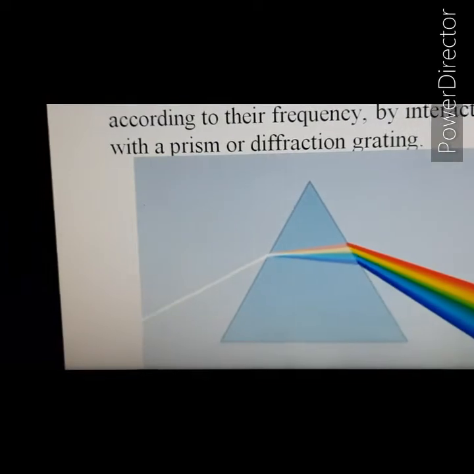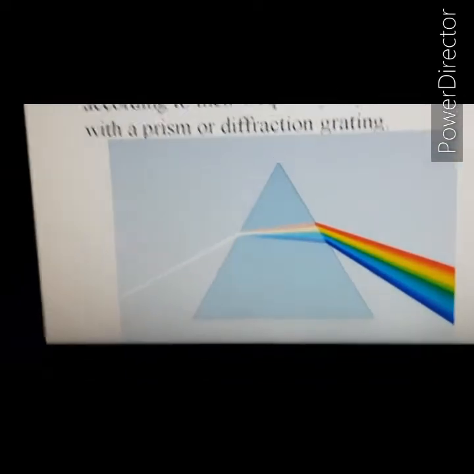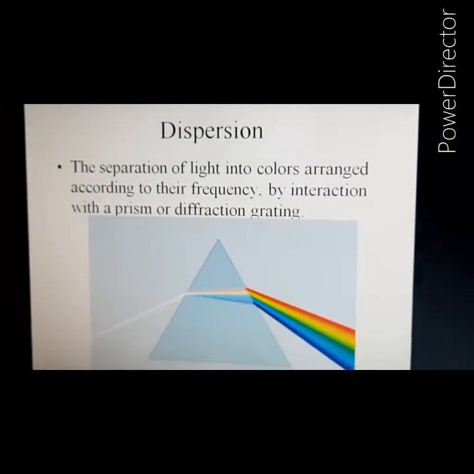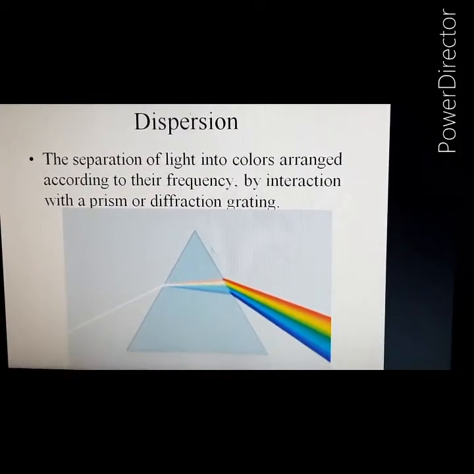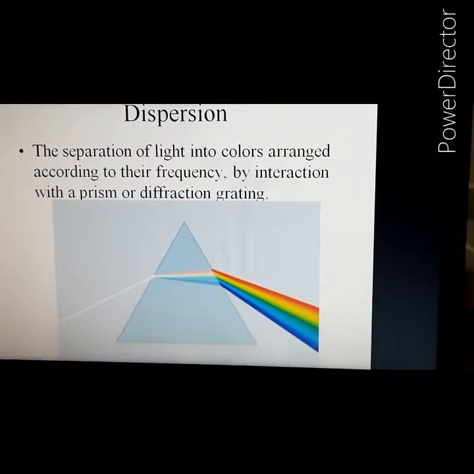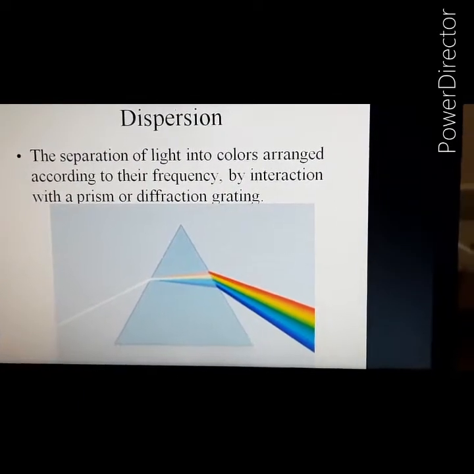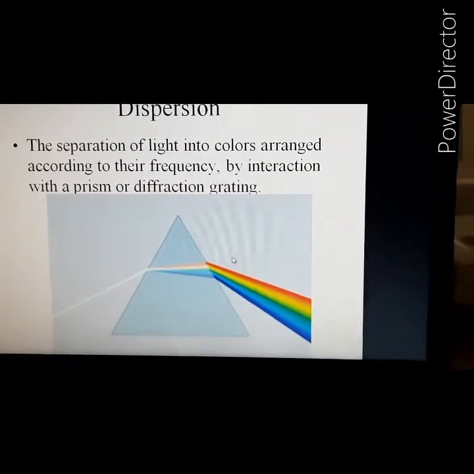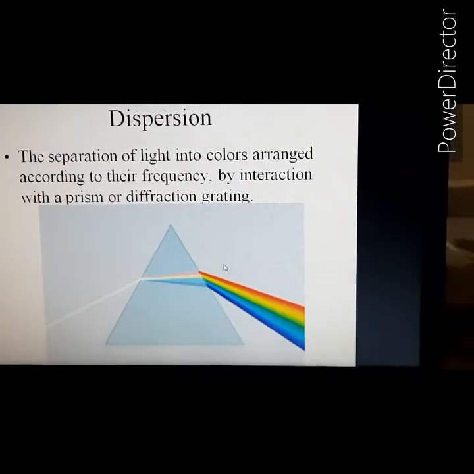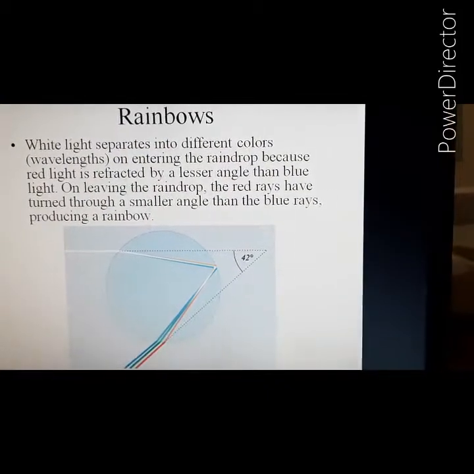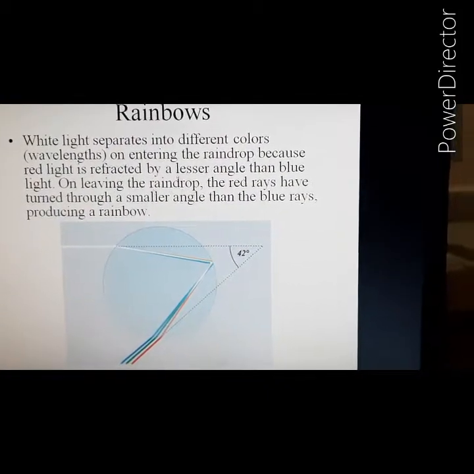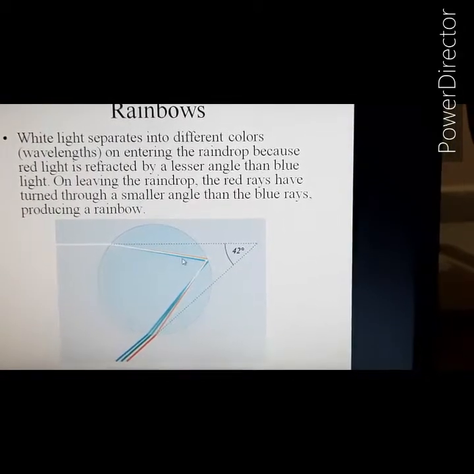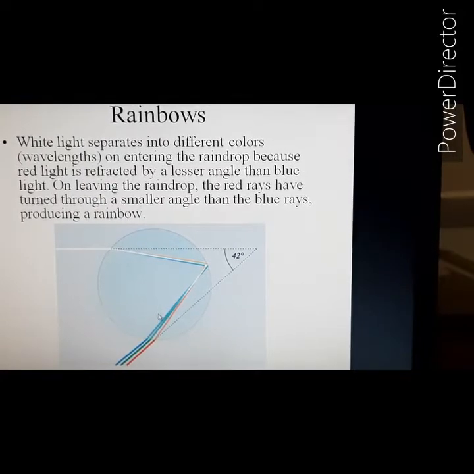Now this is dispersion. When white light passes through a prism or through a transparent medium and is split into its constituent 7 colors, this phenomenon is called dispersion. Now, rainbows. A rainbow is also an application of refraction of light, but in the rainbow there is one more concept included, that is total internal reflection.